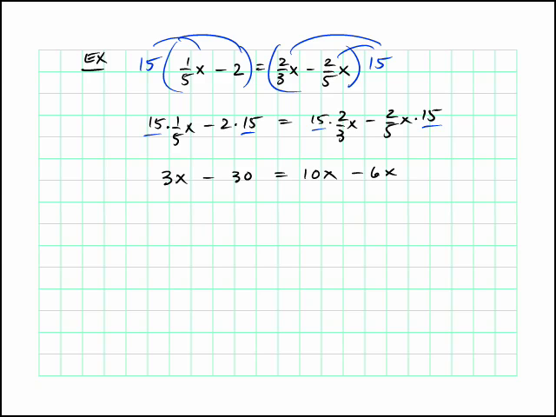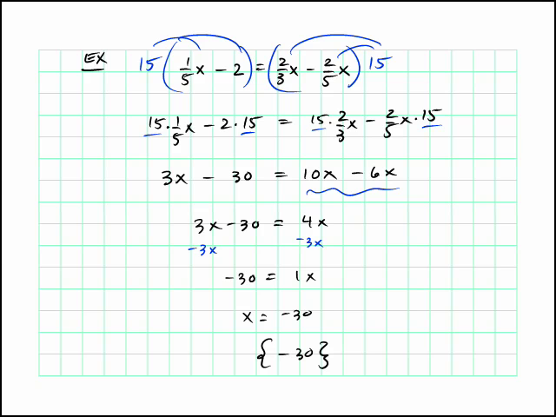All the fractions are gone. Now we combine our like terms. On the right side, 10x minus 6x is 4x. Now I'm going to move all my x's to the right side. So that means subtract 3x. Negative 30 equals 1x. And, well, that's solved for x, I guess. x is negative 30. There's our solution, negative 30.